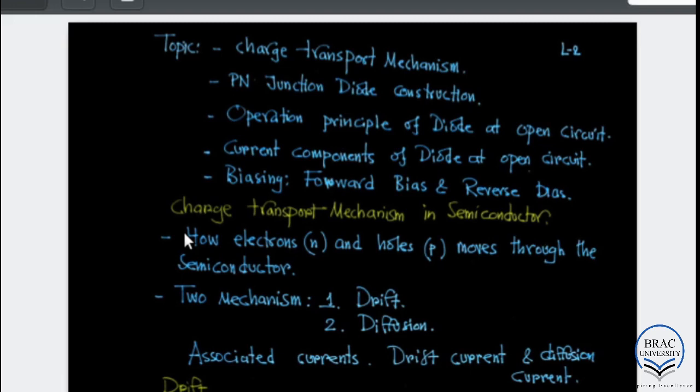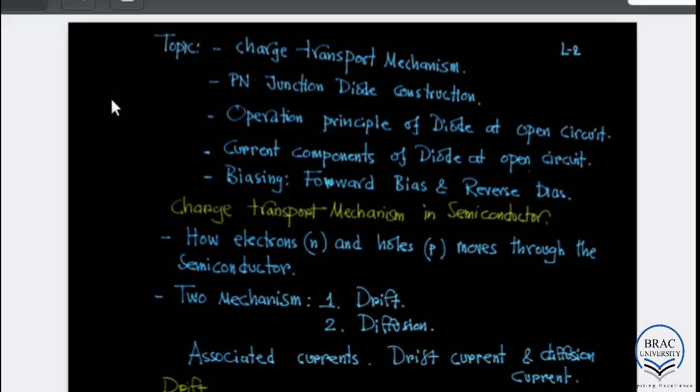Okay, so in this lecture, since we have got the idea of different types of material, N type material and P type material, we are going to learn about the charge transport mechanism and the p-n junction diode construction, the operation principle of a diode at open circuit, the current components of a diode at open circuit, and if time permits, we are going to learn about biasing, forward bias and reverse bias.